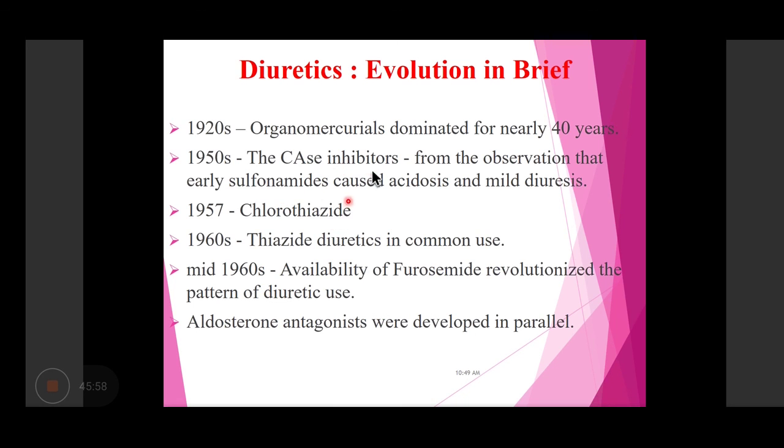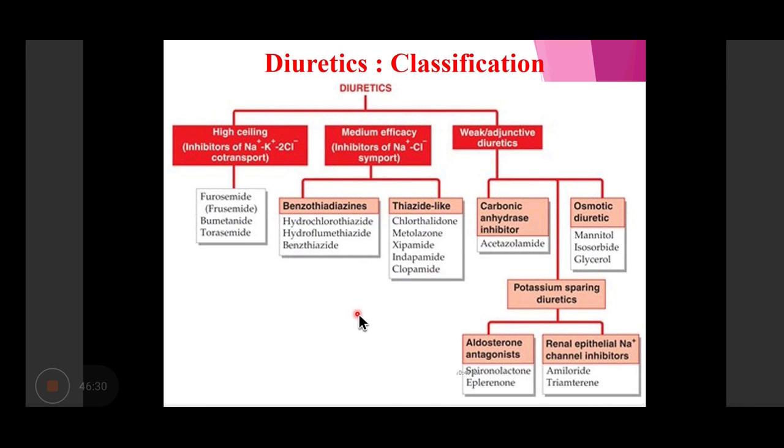And later on, those diuretics had a lot of side effects. So later on, thiazide diuretics came, and in the mid 1960s, the loop diuretics started coming, which is like furosemide, and they revolutionized the diuretic use. And the latest entry in the diuretic world was the potassium sparing diuretics, that is the aldosterone antagonist. That was about the evolution. This again is from KDT only, the classification of diuretics. So we will end here today.